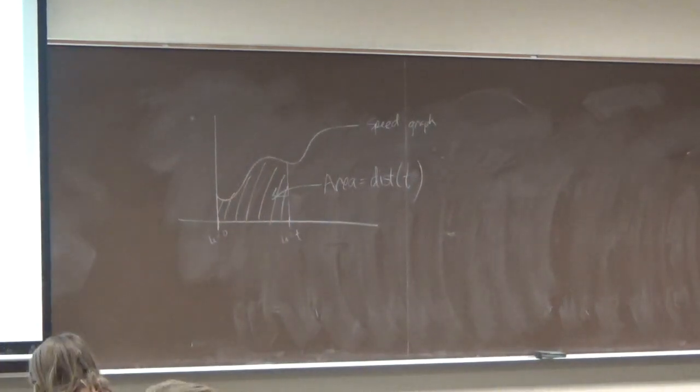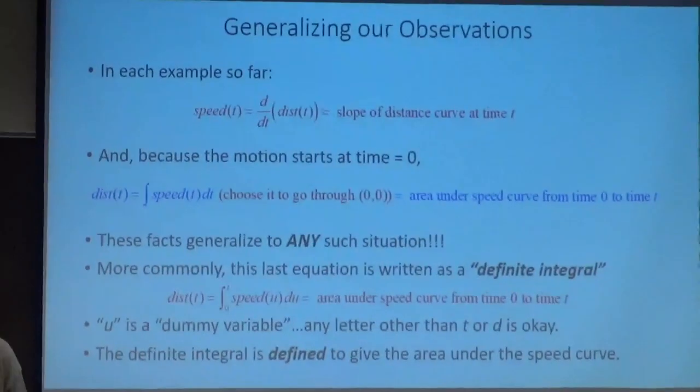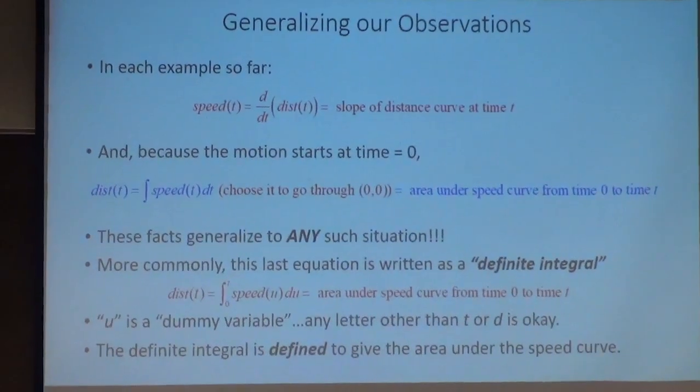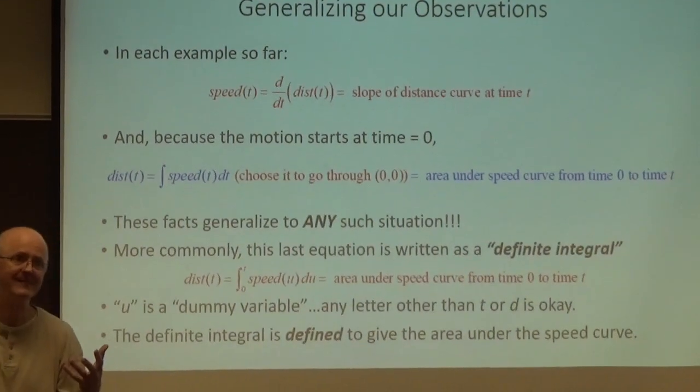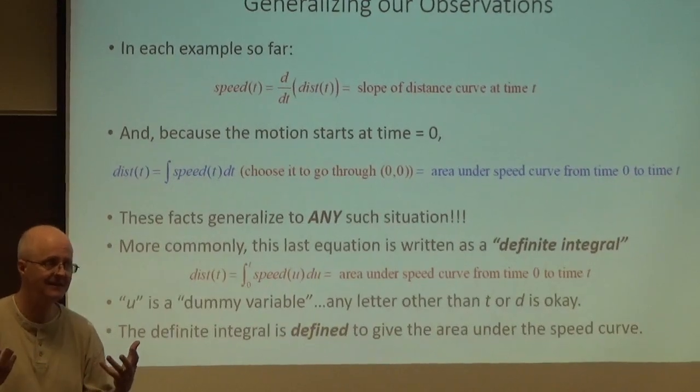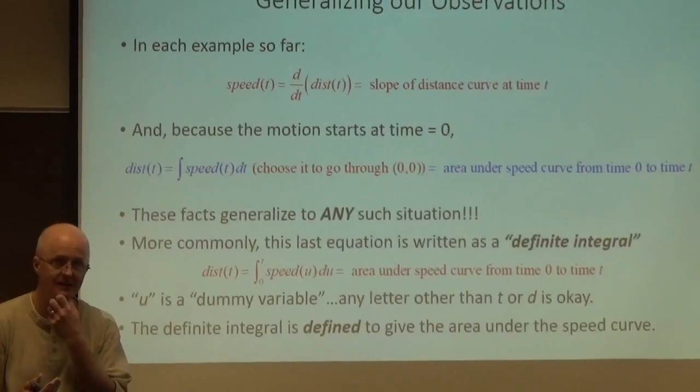The definite integral essentially is defined to give an area on the speed curve. Now the definition of this definite integral technically involves limits in a way that I'm not going to say today. The definition of this area.